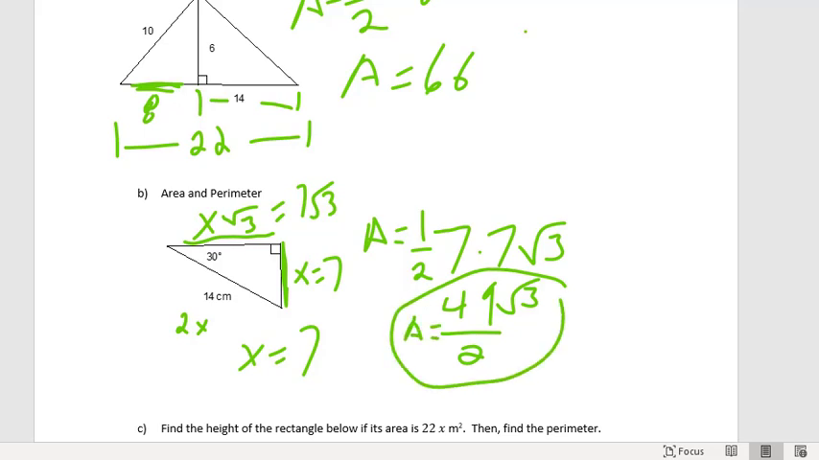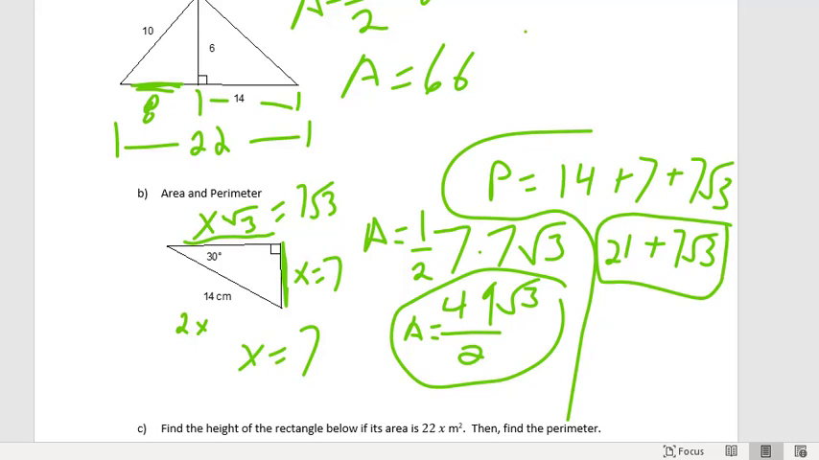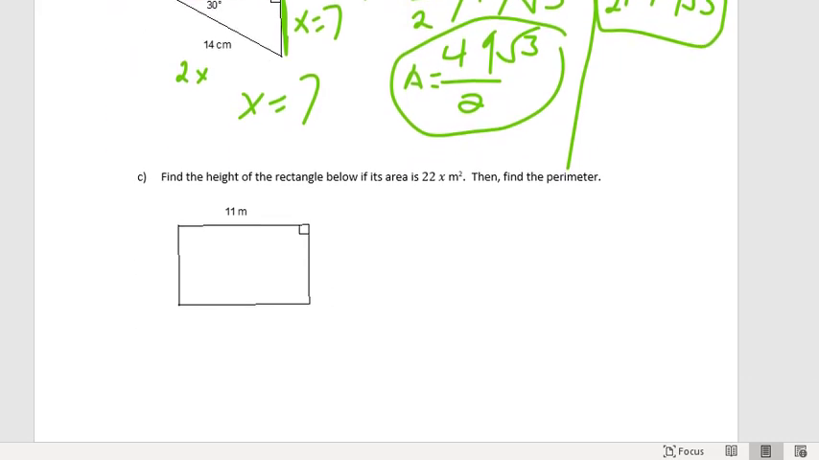Our perimeter, we add them together. We can't combine the square root of 3 piece, but we can add them together. Perimeter is 14 plus 7 square roots of 3. So it's 21 plus 7 times the square root of 3. We can leave that as that. We could convert it to a decimal if we needed to. That could solve that problem as well.